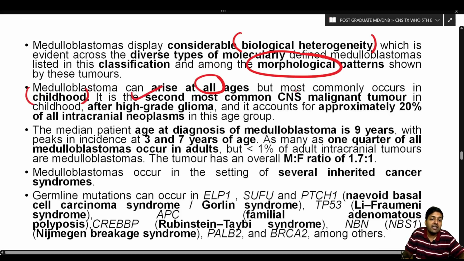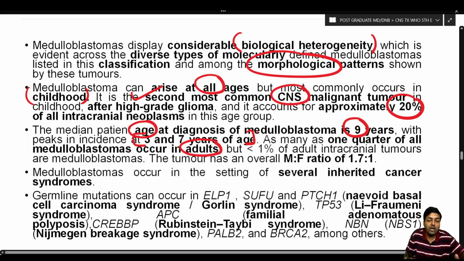Second most common CNS malignant tumor in childhood after high-grade gliomas, and it accounts for approximately 20% of all intracranial neoplasms in this age. The median patient age at diagnosis of medulloblastoma is 9 years, with peak in incidence between 3 and 7 years of age. As many as 1/4 of all medulloblastomas occur mainly in adults. Okay. Now, but less than 1% of all adult intracranial tumors are medulloblastoma.